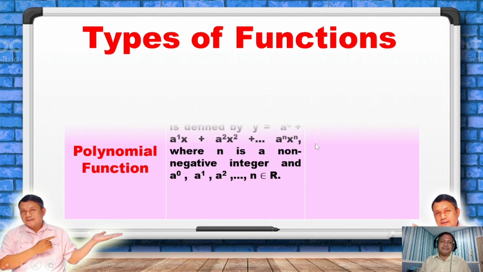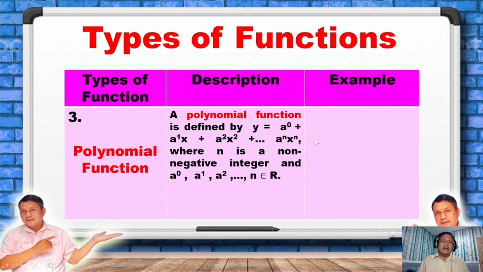Okay, number 3. Number 3 is a polynomial function. A polynomial function is defined by y is equal to a raised to the 0 plus a raised to the first power times x plus a squared times x squared plus and so on and so forth. So we have a raised to the n, x raised to the n, where n is a non-negative integer, and a raised to the 0, a raised to the first power, a raised to the second power. In this case, n is an element of all real numbers.